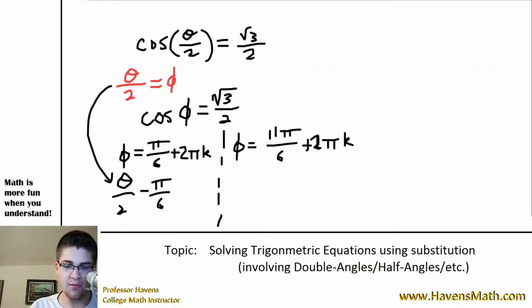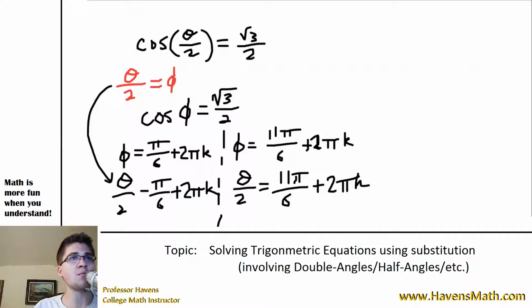And now to solve each of these for theta, we would just multiply both sides by 2 to cancel that division by 2. And so as we multiply both sides by 2, on the left side we get theta is equal to, so if we multiply this one by 2, we would have pi over 6 times 2 would make 2 pi over 6, or pi over 3, and 2 pi k times 2 would be 4 pi k.